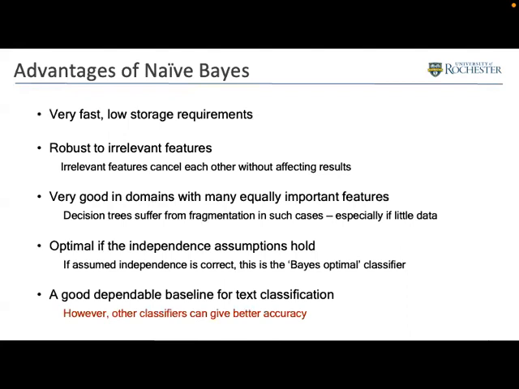So now we talk about the advantages of naive Bayes. It is very fast, with low storage requirements. It's very robust to irrelevant features as well. It is also very good in domains with many equally important features, and it is optimal if the independence assumption holds. But in some cases, we may have variables in the data set that are dependent on each other.